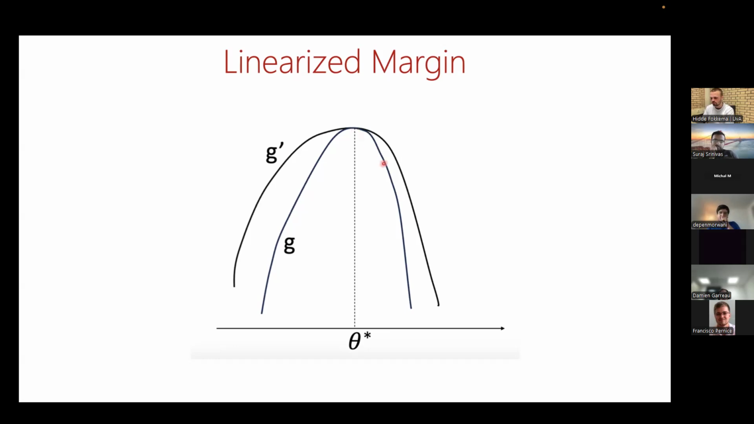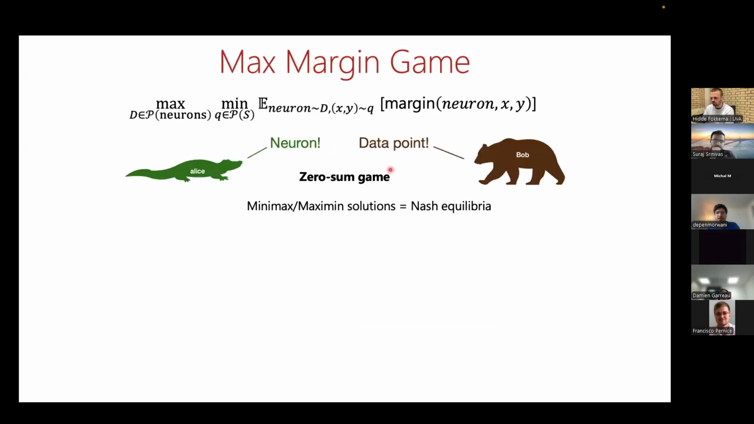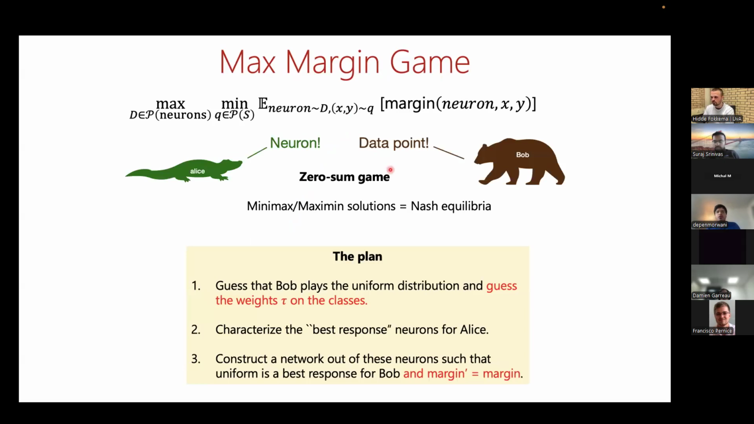Okay, so I'll move forward. This is how the game changes now. For multi-class classification, we also need to guess the weights tau on the classes. And then we also need to show towards the end that for whatever network we have, margin prime is the same as margin. In some sense, this condition means that whichever classes we put any weight on, those classes have to be on the margin for the given network. So this is the entire technique which we use.